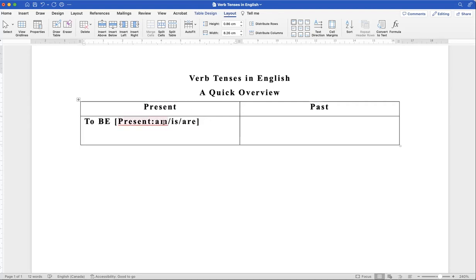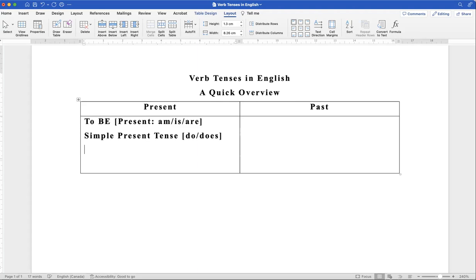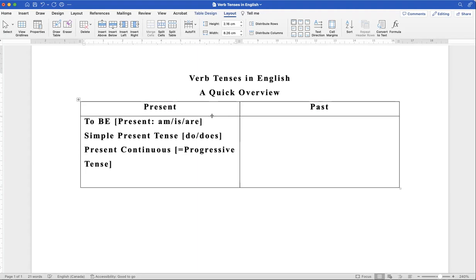And then we have simple present tense. The auxiliary verbs are do, does. I will talk about the details later. And we have present continuous or present progressive tense. In some grammar books, it says present continuous. In other grammar books, it says present progressive tense.